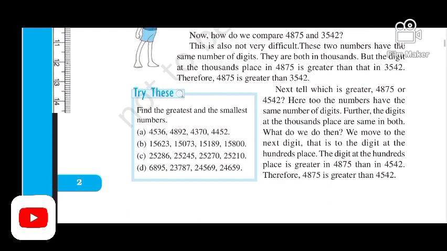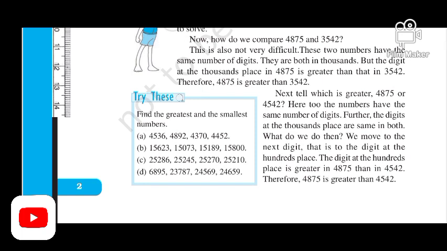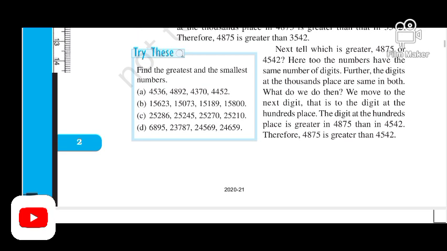Now how do we compare 4,875 and 3,542? This is also not very difficult. These two numbers have the same number of digits. They are both in thousands, but the digit at the thousands place in 4,875 is greater than in 3,542, therefore 4,875 is greater than 3,542. You can also try this one, and you can do the same as I have told you.